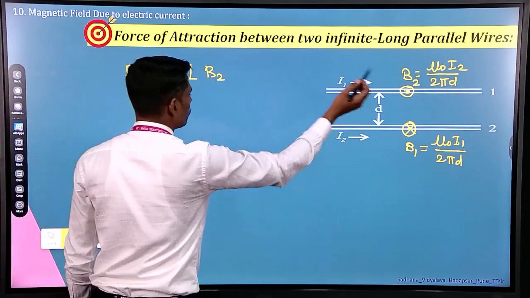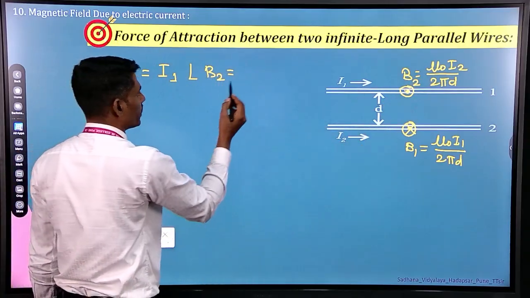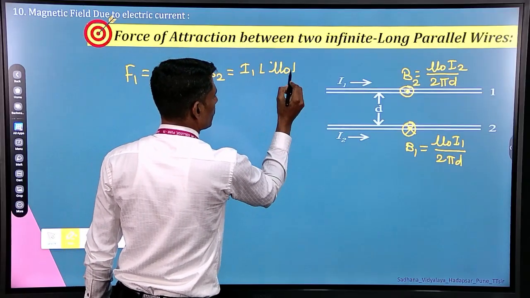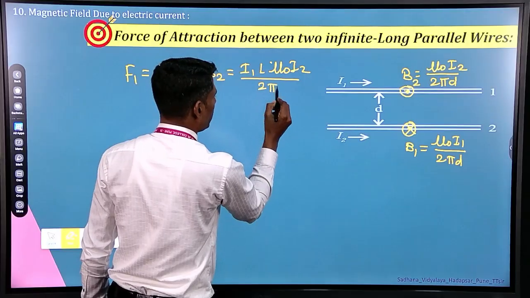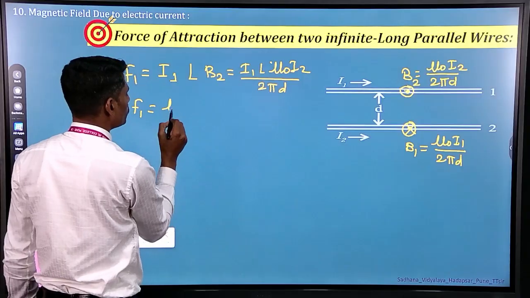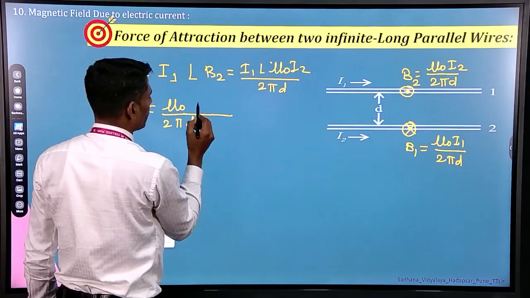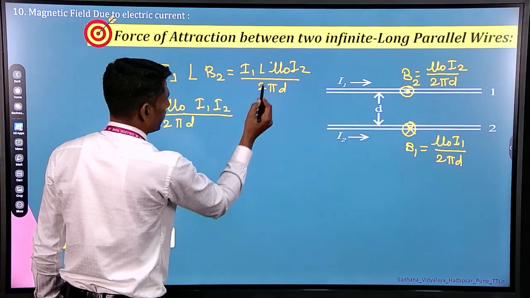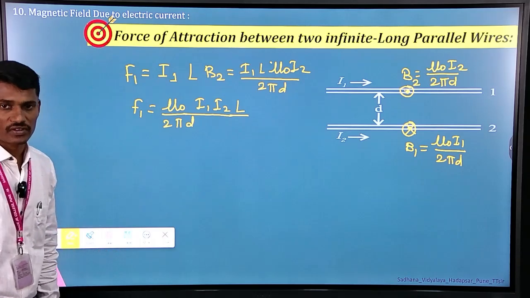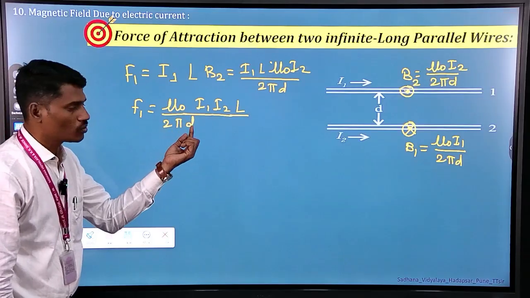How much is the B2? B2 is equal to mu0 I2 upon 2 pi d. Therefore the formula becomes I1 L mu0 I2 upon 2 pi d. That means in simple we say that F1 is equal to mu0 upon 2 pi d, and here we get I1 I2 and length L, right. This is the formula for the force acting on the first conductor. F1 is equal to mu0 I1 I2 L upon 2 pi d.